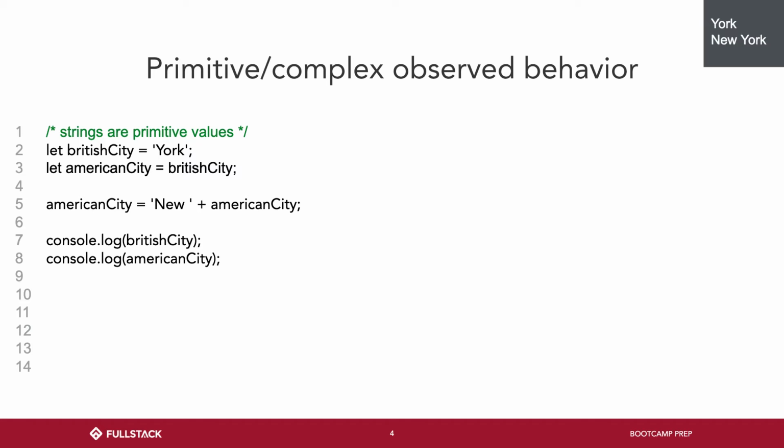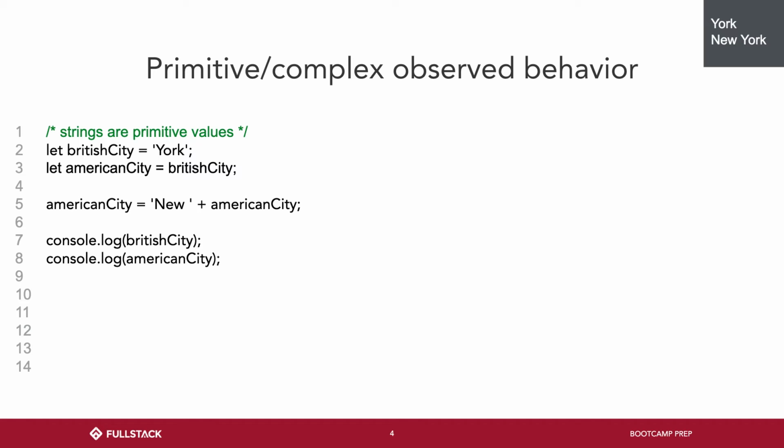So, this I showed you before, right? You say, let British city, let this variable, and that's going to be York. Let American city be equal to British city, okay? Then we say American city is now going to be equal to new plus American city. You console.log these things, and you see York and New York. British city never changed, okay? Even though we reassigned American city. There's no relation, okay?